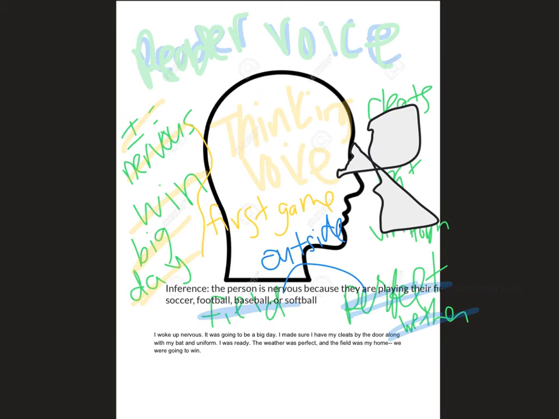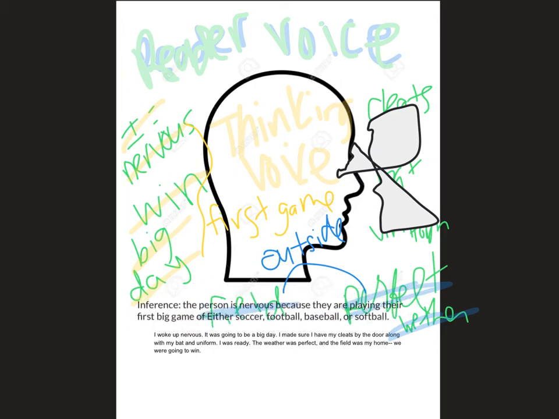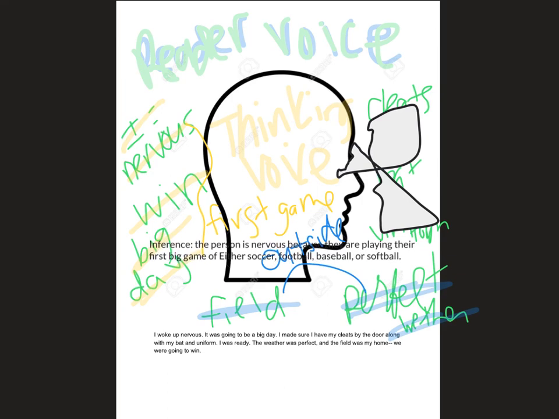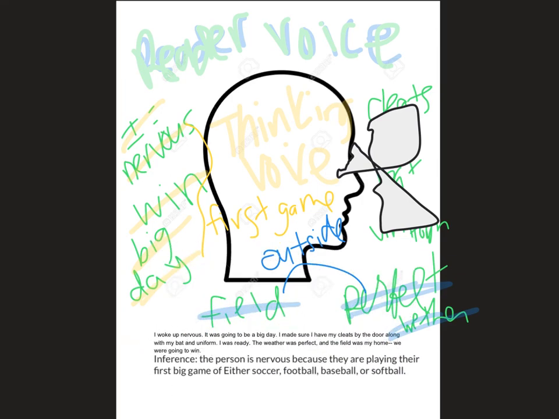So, my inference is the person is nervous because they're playing their first big game of either soccer, football, baseball, or softball. So what gave this away for me is the fact that you need cleats. This person needed cleats. So the inference goes right inside all these details I've collected. But I'm actually going to put it down here just so you guys can see it better.